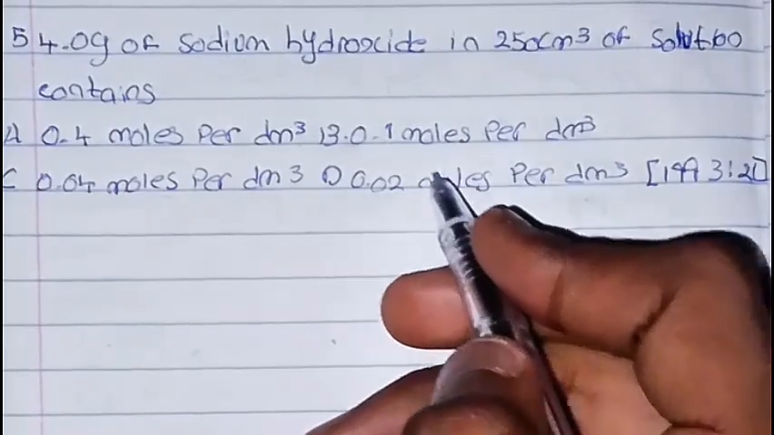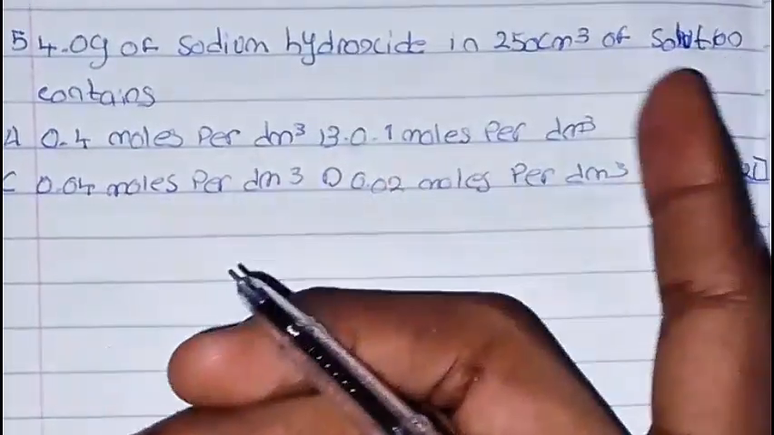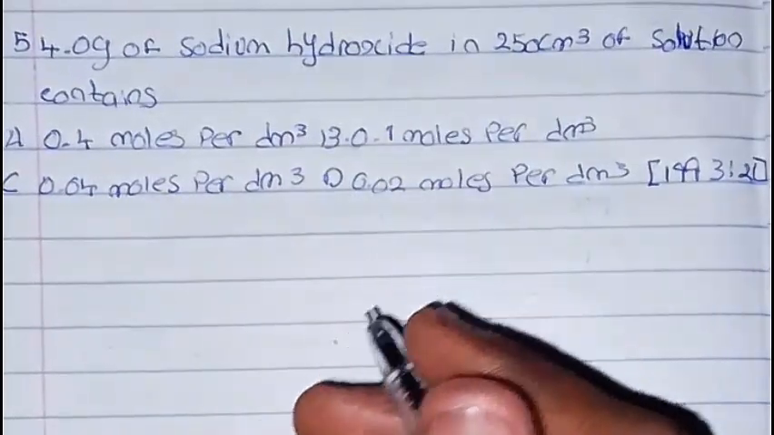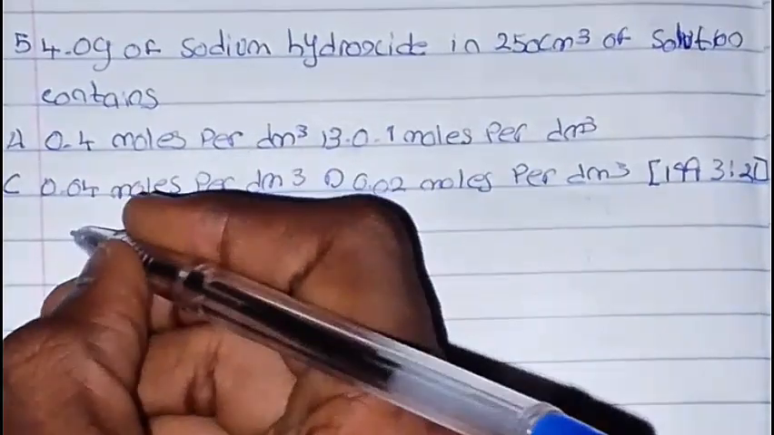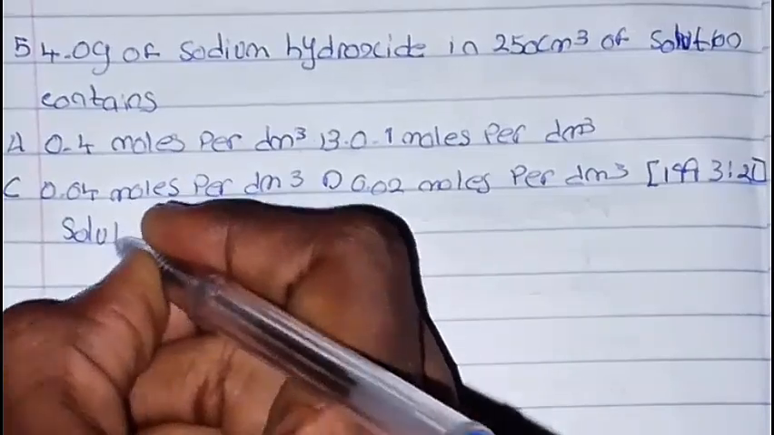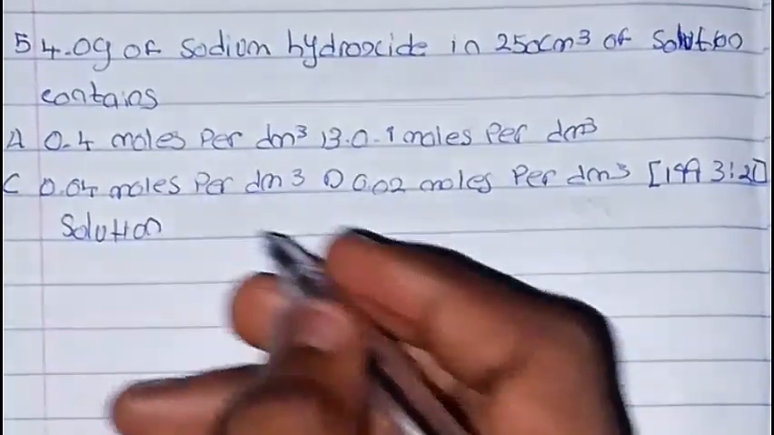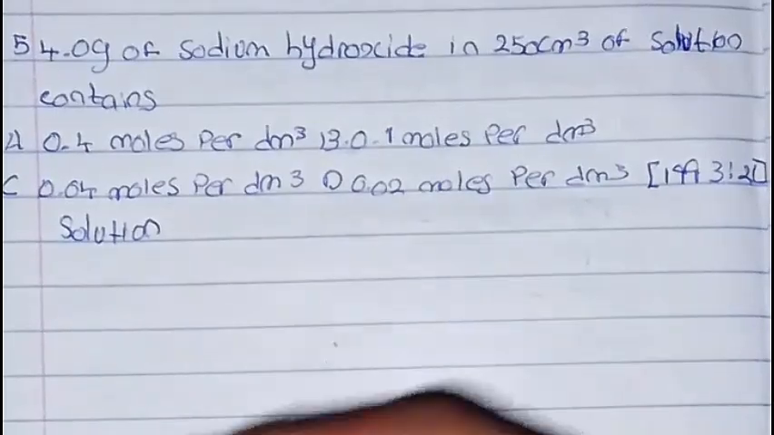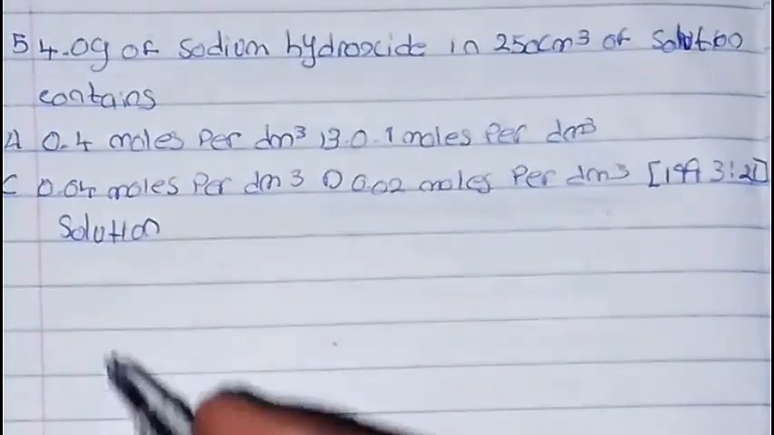Now, if you have been following before, you know that moles per dm³ is a representation of concentration, which we said can be represented as molar. Alright, so let's solve. The first thing we want to do is find the concentration of the solution, because that's actually going to be our answer from option A to D.